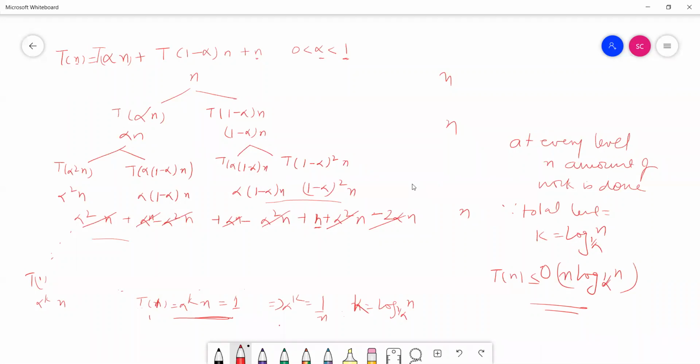Yes, sir. Okay. So I'm writing this once again in a cleaner manner, so you can go through it. What we are saying is, at level k, the input size is equal to 1. This implies that alpha to the power k n is equal to 1. This implies that alpha to the power k is equal to 1 upon n. And this implies that k is equal to log n base 1 by alpha. So note it down.